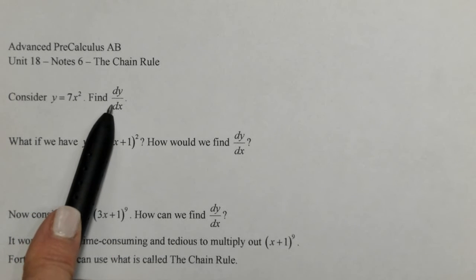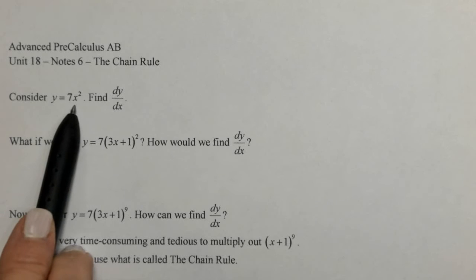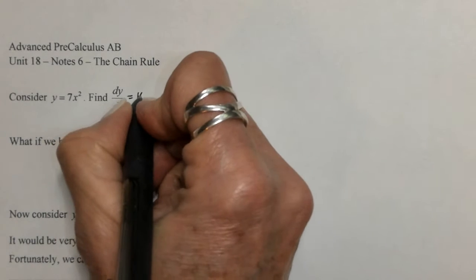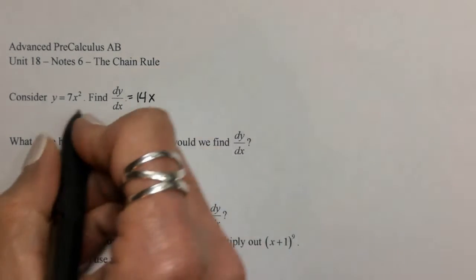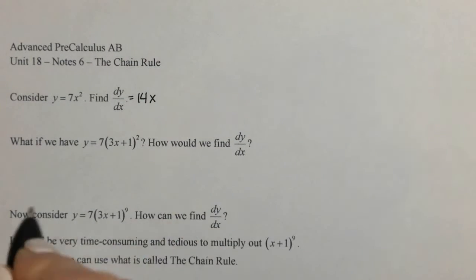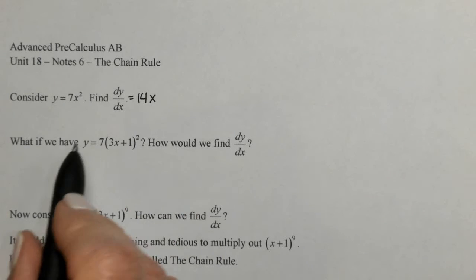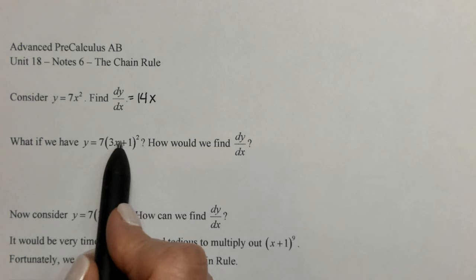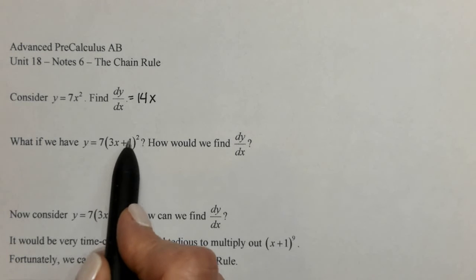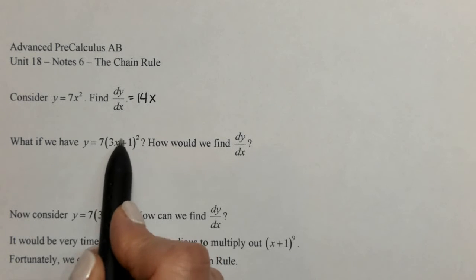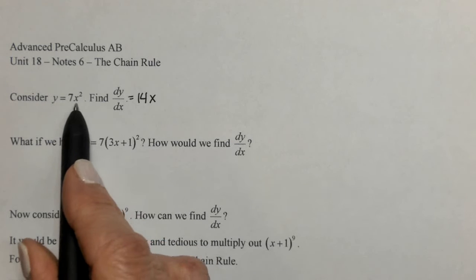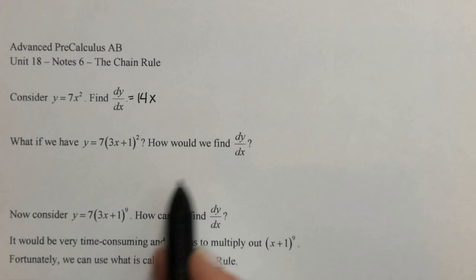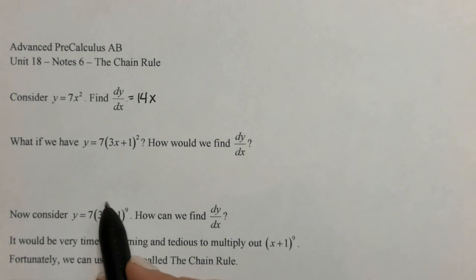If we want to find dy dx, we can very simply use the power rule. 2 times the 7 is 14. Write the x, reduce the power by 1, and we're done. Very nice. What if we were given y is equal to 7 times 3x plus 1 squared? Rather than just a plain x squared like we had here, what if we have a 3x plus 1 in there? How would we find dy dx there?